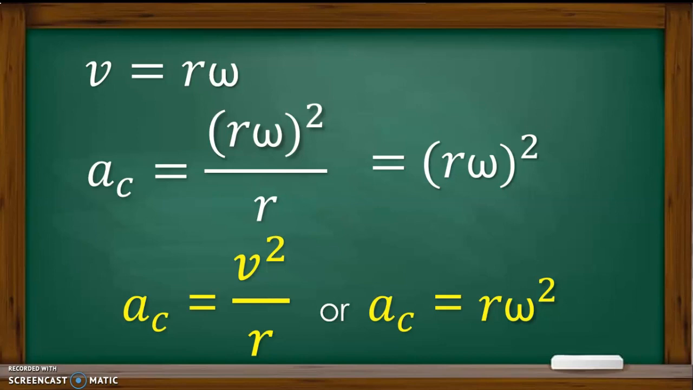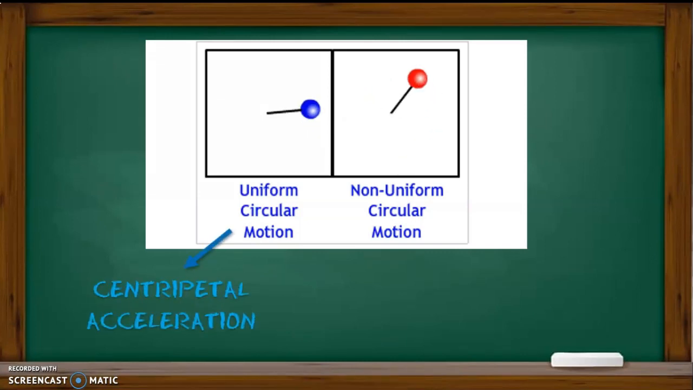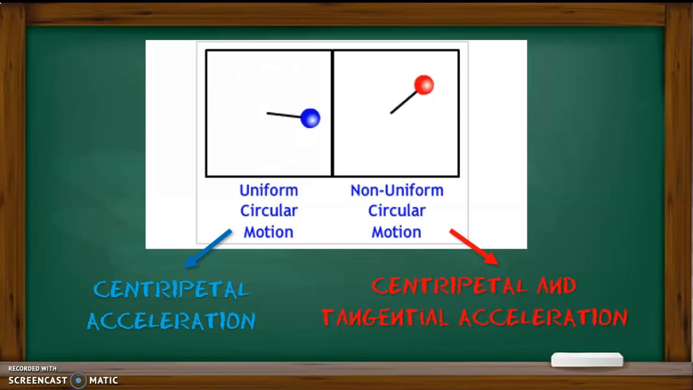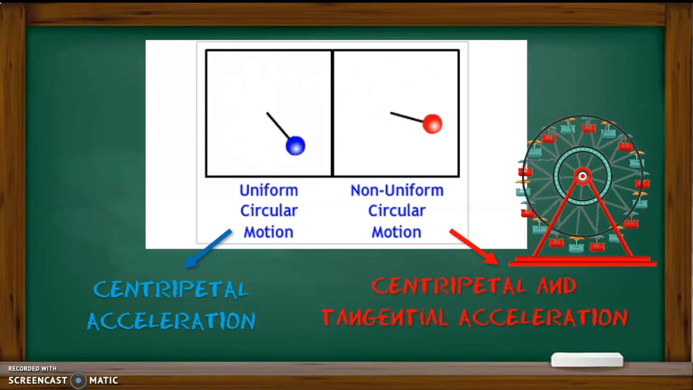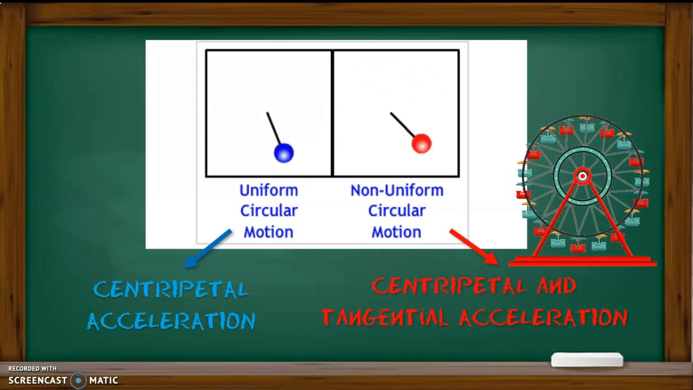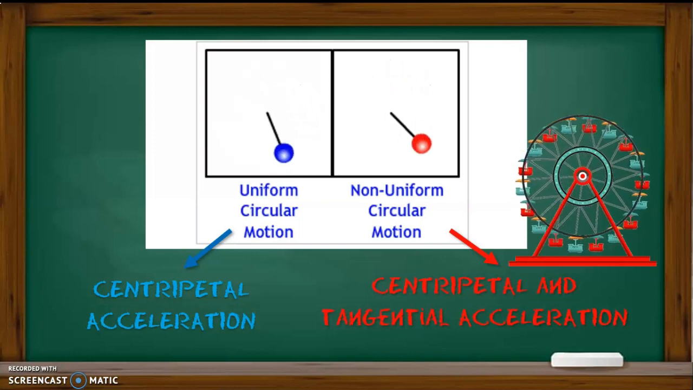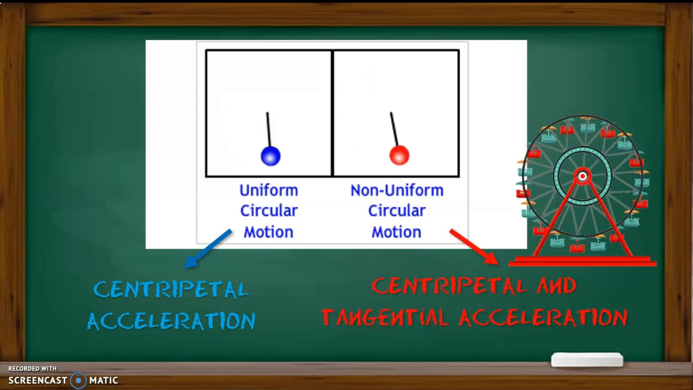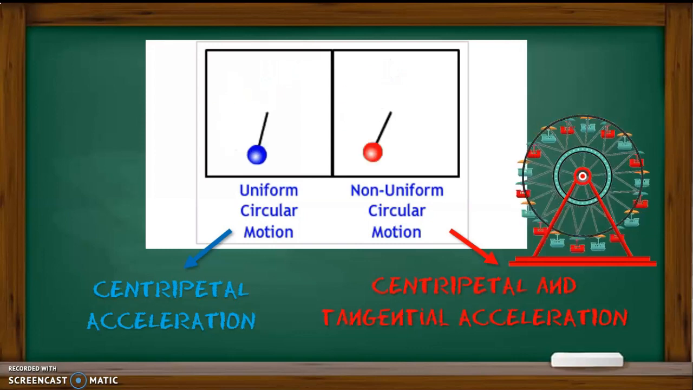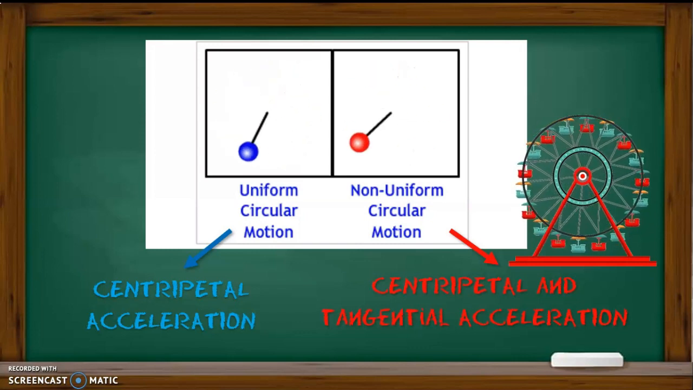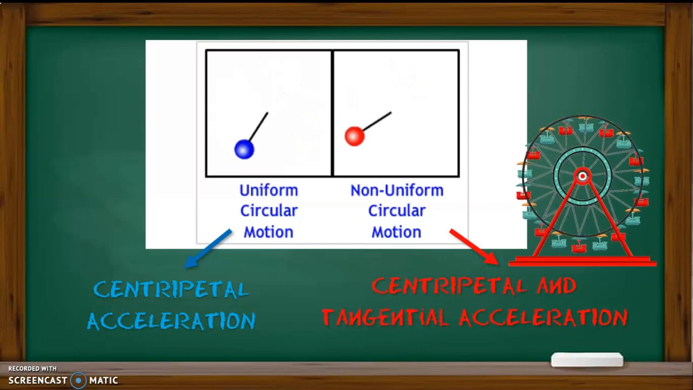With uniform circular motion, the only acceleration is centripetal acceleration. But for circular motion in general, there may be both centripetal acceleration, which changes the object's direction, and acceleration in the direction of the object's motion, or tangential acceleration, which changes its speed. If you ride on a Ferris wheel which is starting up, rotating faster and faster, you are experiencing both centripetal and tangential acceleration. For now, we focus on uniform circular motion and centripetal acceleration, leaving tangential acceleration as another topic.